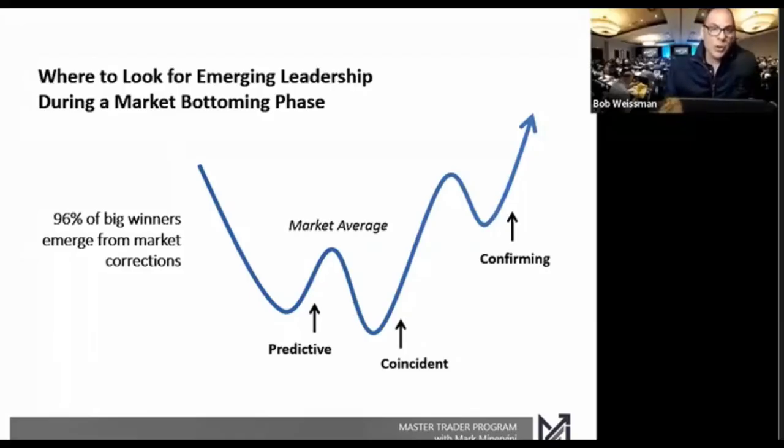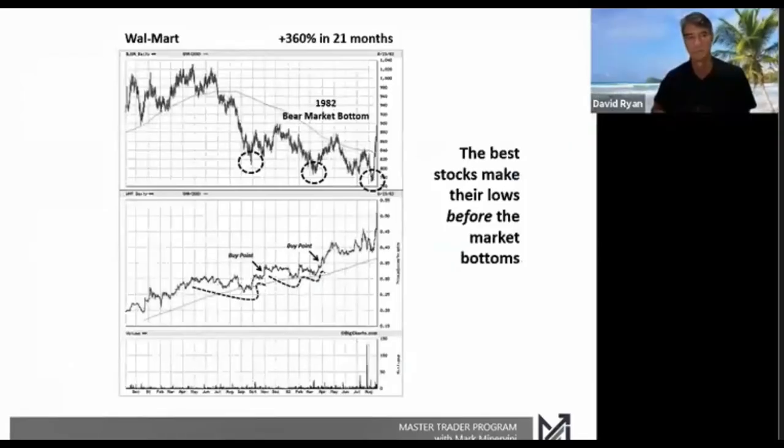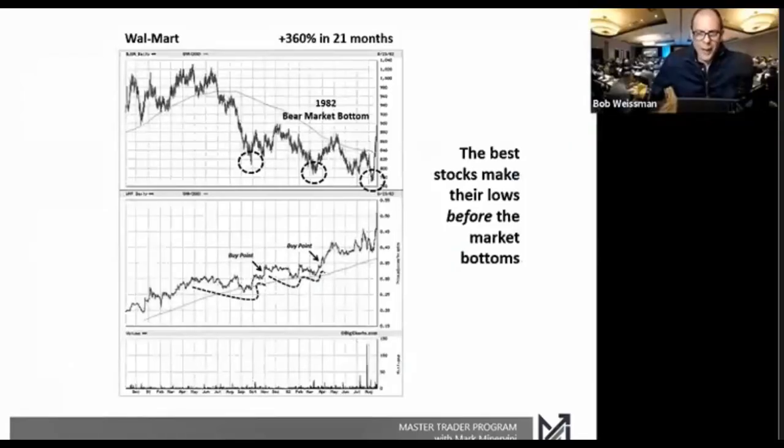Let me show you how this works in real life, okay? We're going to go back to the 1982 bear market and the bear market bottom, and look at Walmart, which at the time was just a mid-cap company that not many people knew. It wasn't the company that you would think of today, this big, certainly an institutional favorite. Back in this period, it was a market leader. And you can see here as the market comes off, and 1982 was a brutal bear market. There was a recession, and it was really tough times economically.